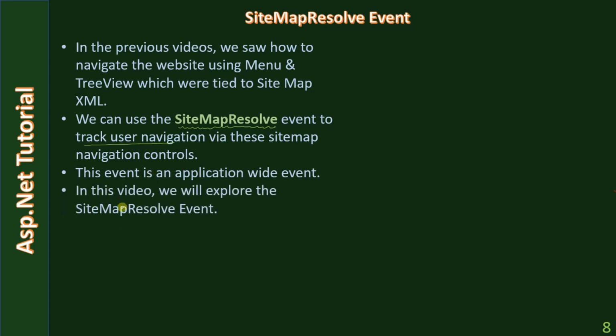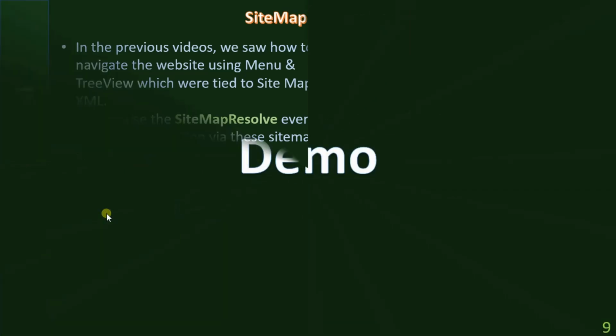In this video, we will explore the SiteMapResolve event and place a marker on the breadcrumb stating that the user is currently staying at a specific page. Let's go to the demo.